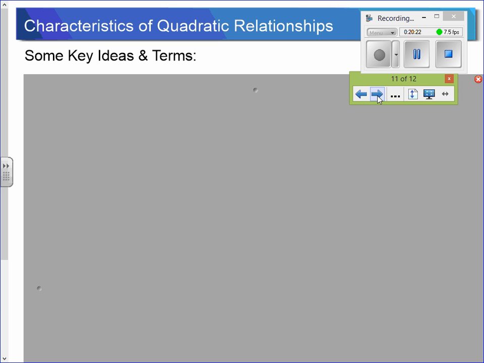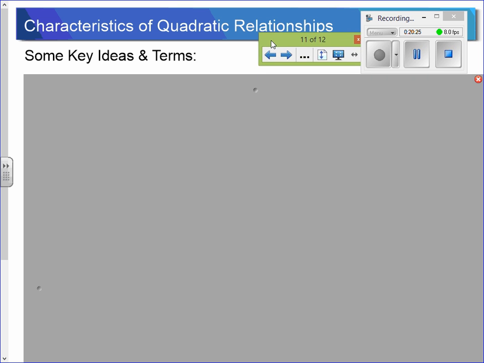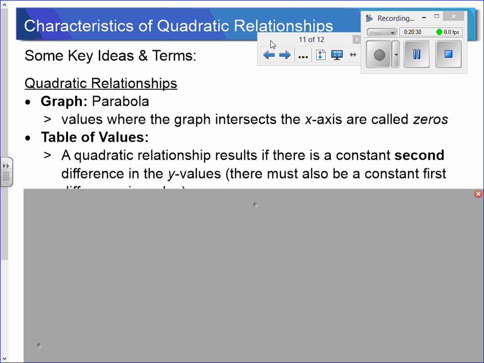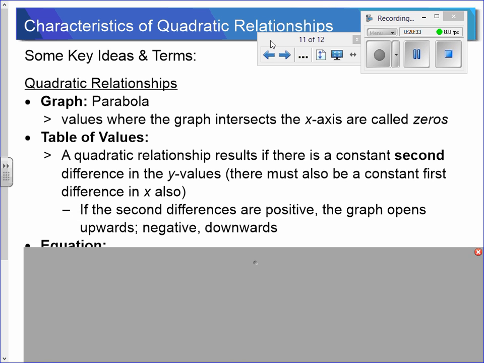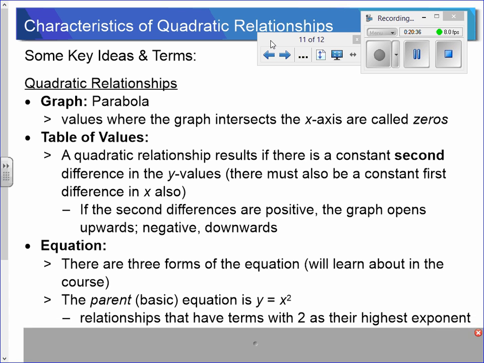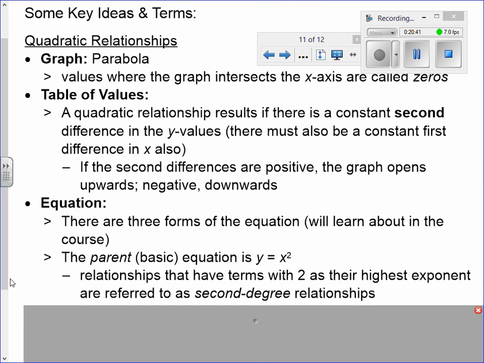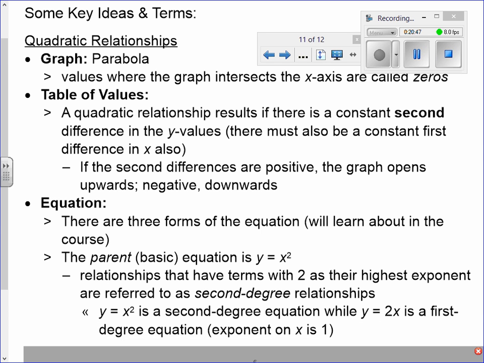Last but not least, here's some information. I'm not going to read this out, but here's the name of the graph. Here's what you'll see in a table of values. And as far as equations are concerned, there are 3 different equations. With the line, we had 2. In fact, there actually are 3 for the line, but we'll get to that later on. There are 3 forms of equation for a quadratic. What you need to recall or know now is that the basic function, or basic equation, is y equals x squared, which you would have determined in this activity.